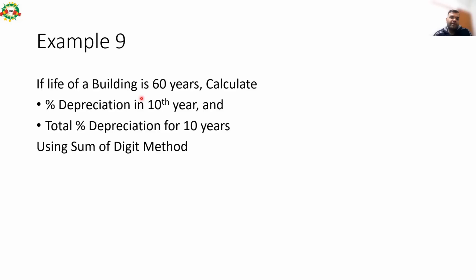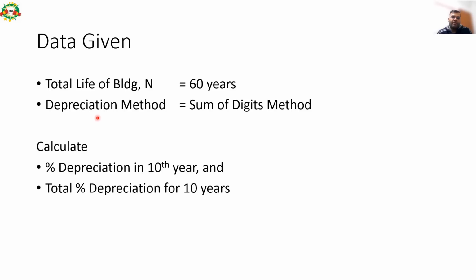Next example: if the life of a building is 60 years, calculate the percentage depreciation in the 10th year and the total depreciation in the 10th year, use the sum of digit method. So this is the fourth method we discussed in the last session. A 1 mark question can come out of it. The total life of the building is 60 years, given in the question, and the depreciation method given in the question is the sum of digit method. So we have to calculate the percentage depreciation in the 10th year and the total, cumulative depreciation up to 10 years.